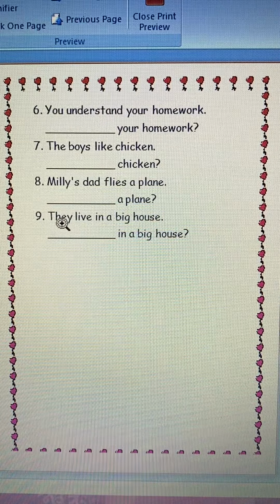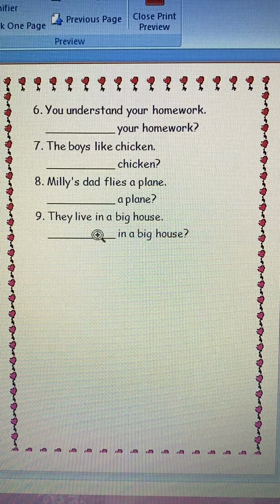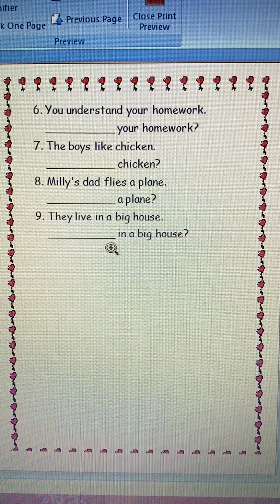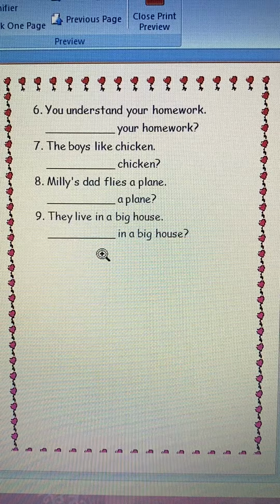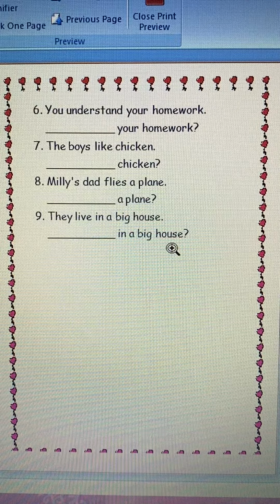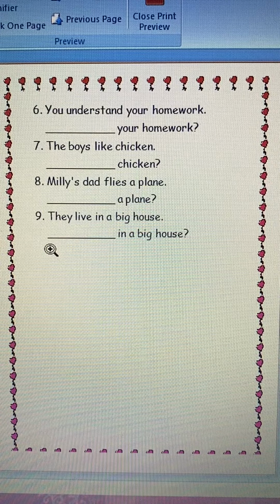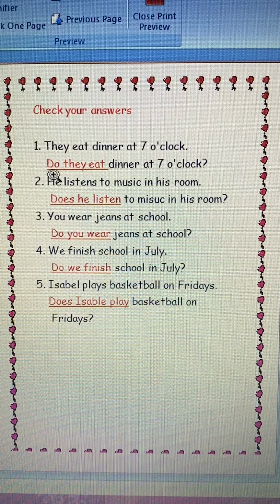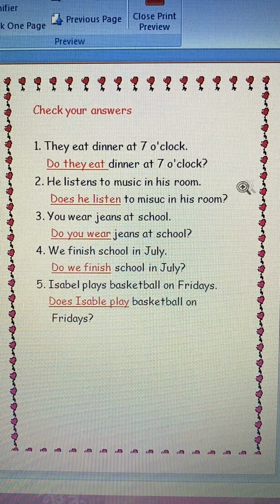Number 9, they live in a big house. They is plural, so you have to use do. Do they live in a big house? We have to use do. Okay? Check your answers. Okay, number 1, do they eat dinner at 7 o'clock?